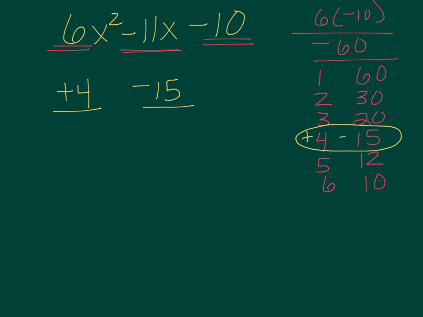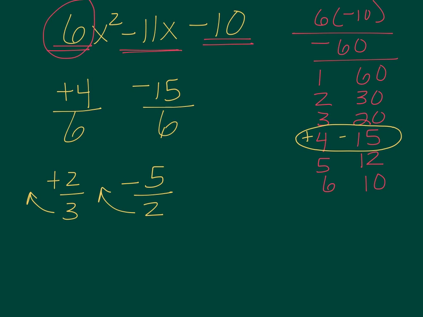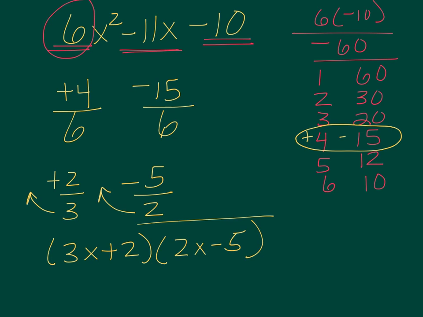I'm going to divide these each by the number 6, leaving me with positive 2/3 and negative 5/2. And then I will move these two denominators up, giving me 3x plus 2 and 2x minus 5. So students tend to like this method better because it's a little quicker. Does not matter to me how you're going to factor these as long as you're able to factor a trinomial where a does not equal 1.